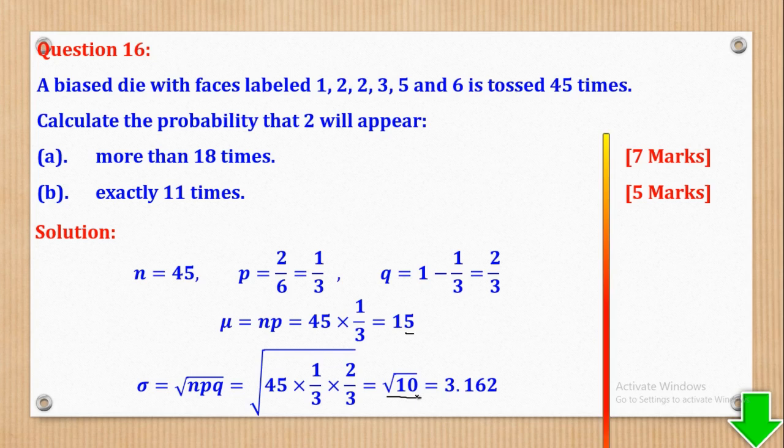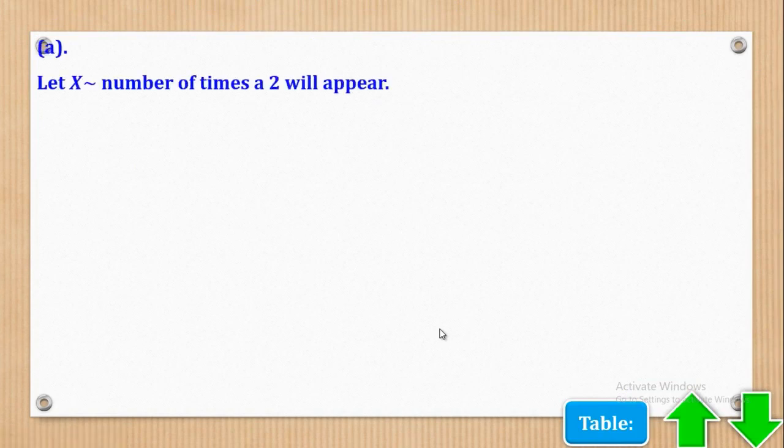Before I go to the next slide, let's see how much can be awarded for this. B1 for getting the mean and B1 for getting the standard deviation. Now that I've got the mean and standard deviation, next is to approximate to normal. Let x be the number of times a 2 will appear. Therefore, the probability of more than 18 times is the same as the probability of x greater than 18.